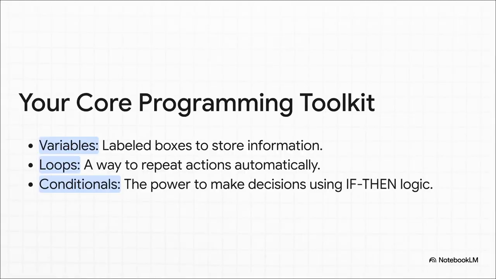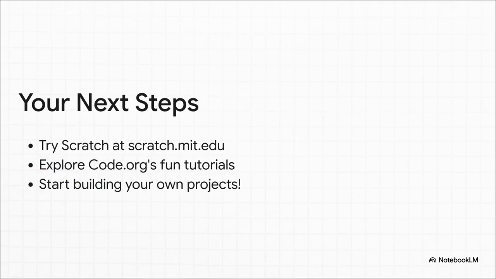So let's just do a quick recap of your new toolkit. You've got variables, your memory boxes, you've got loops, your automatic repeaters, and you've got conditionals, your powerful decision makers. That's really the core of it all. So where do you go from here?